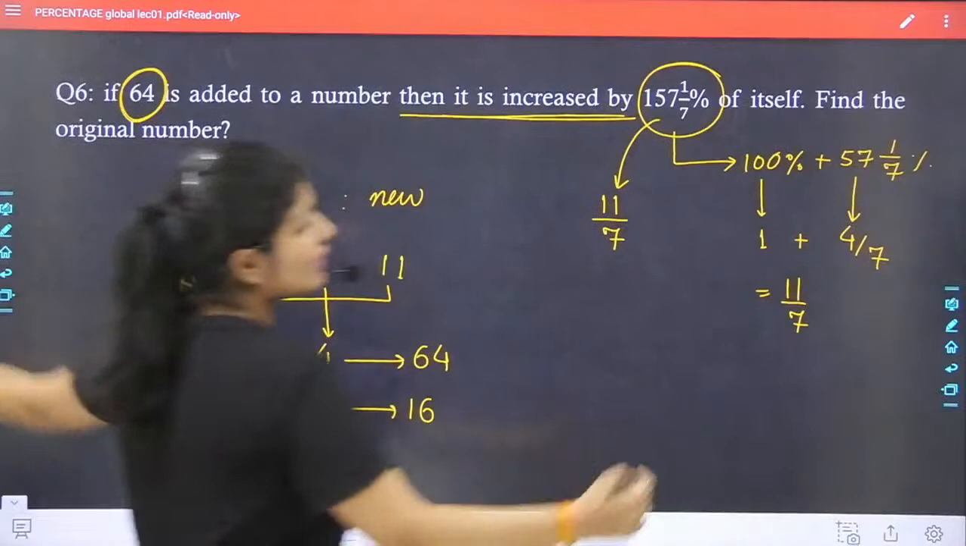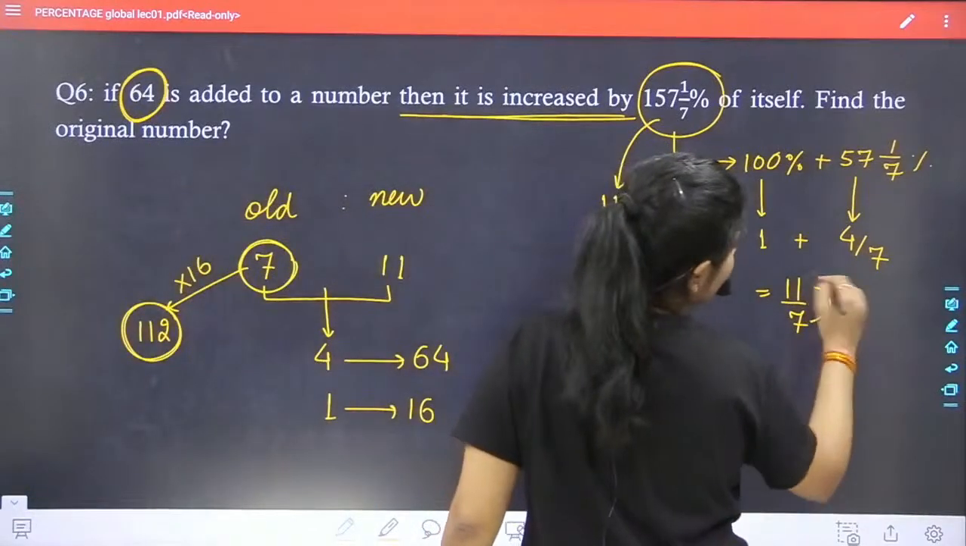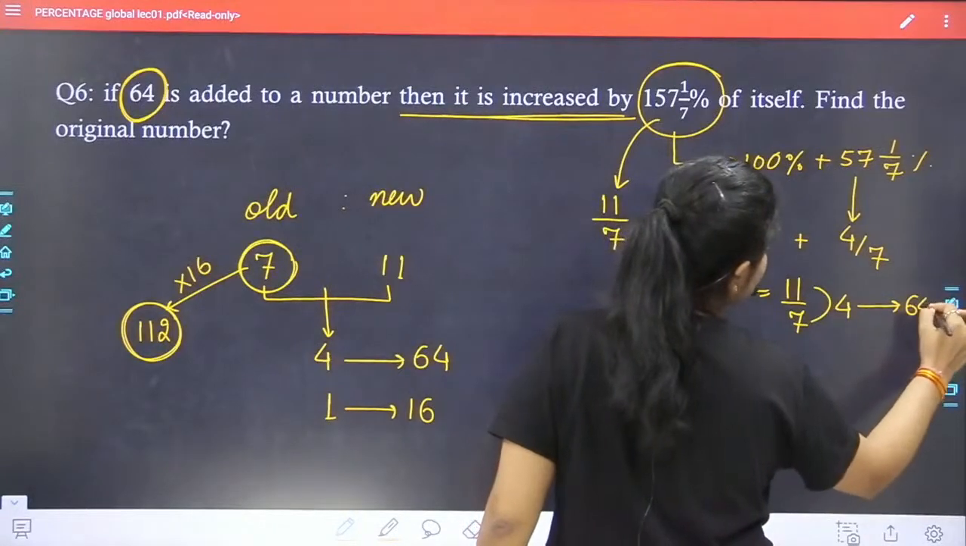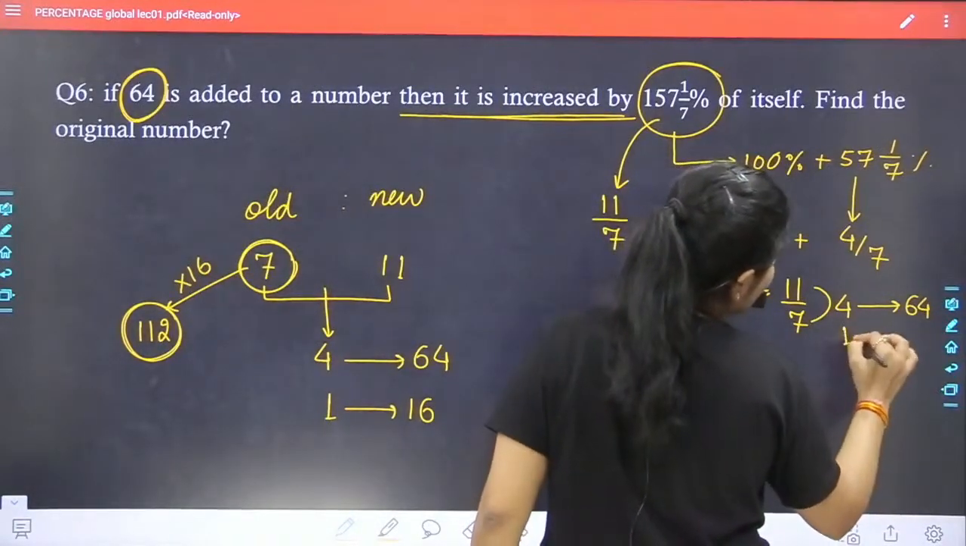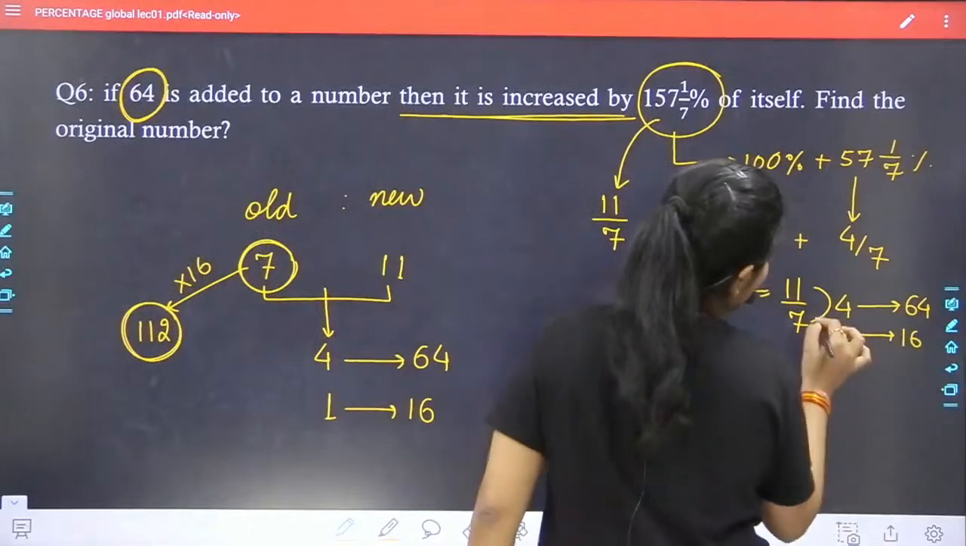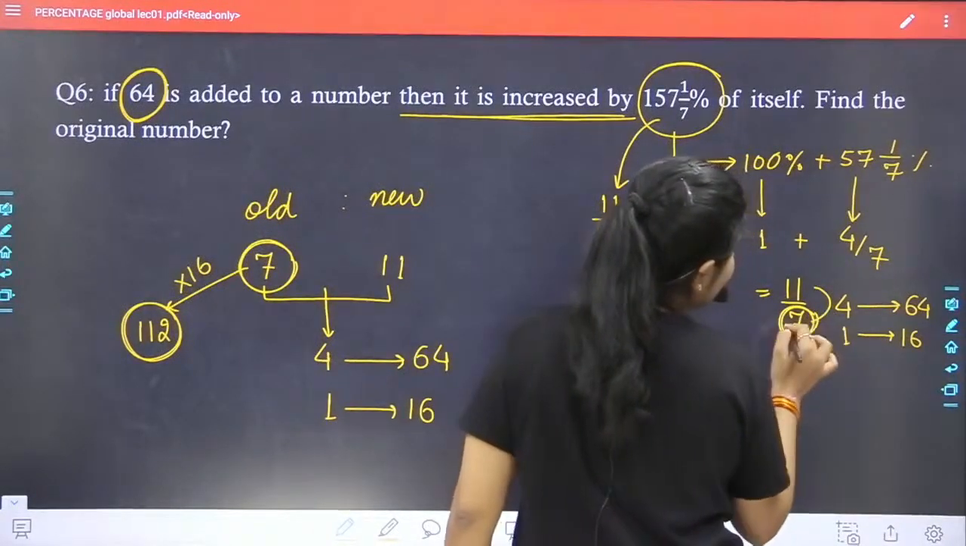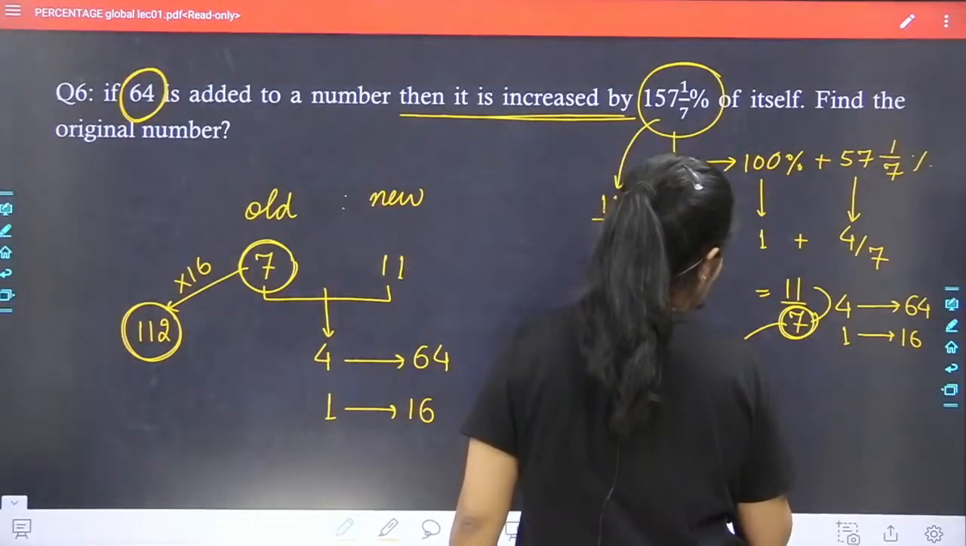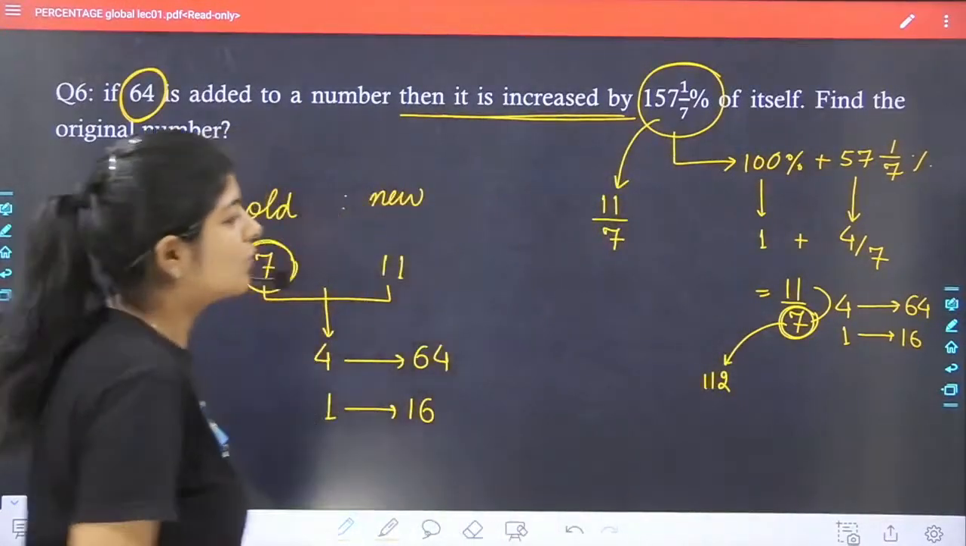We can directly solve from here also. If the difference between these two is 4 and this 4 is equal to 64 according to the question, that means the value of 1 is 16. And we have to calculate the original number. That means the denominator is our original number. So we can get our answer 112. We can directly solve from there also.